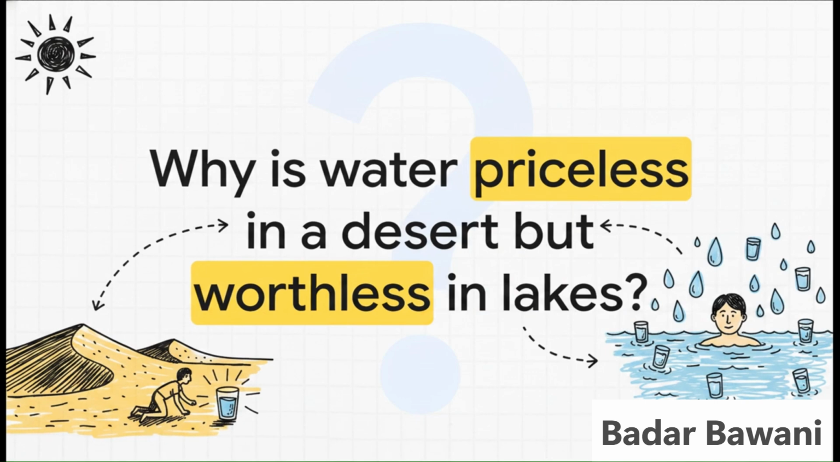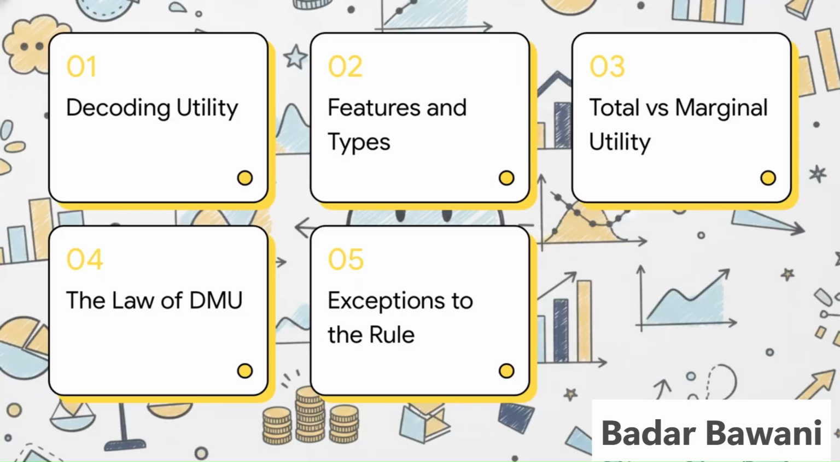Okay, to get us started, I want you to picture this scenario. Why is a single glass of water considered absolutely priceless if you're wandering lost in a scorching desert, but that exact same glass of water is practically worthless if you're already drowning in a lake? I mean, the water itself hasn't changed at all. The chemical composition is completely identical. What has drastically changed is the human context. This perfectly highlights the subjective and highly relative nature of human satisfaction, which really is the very foundation of what economists call utility. So, here's our roadmap for today.